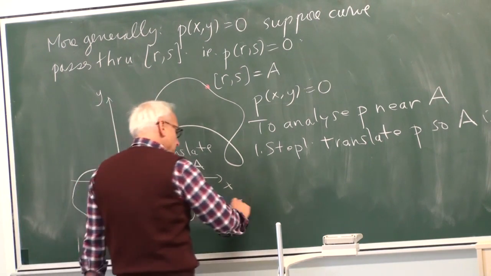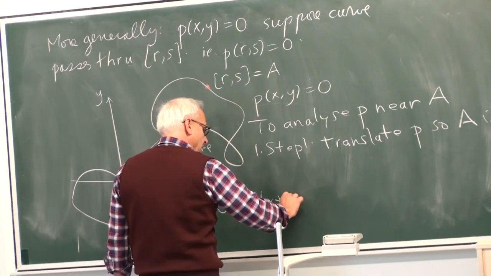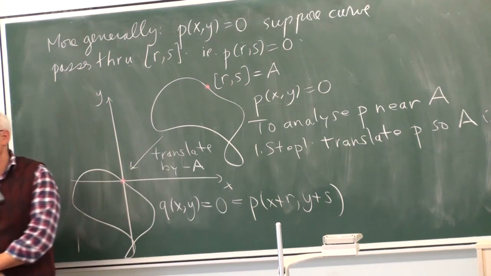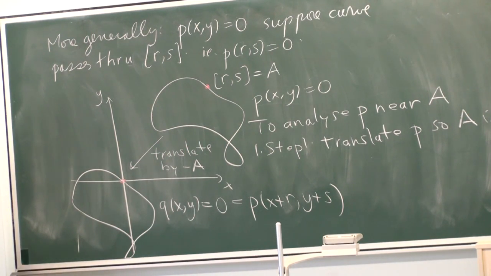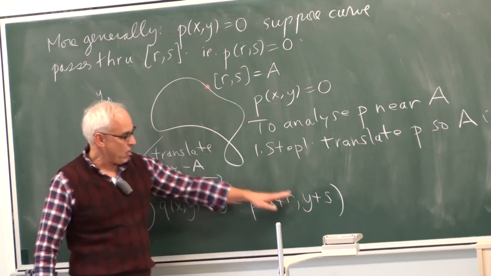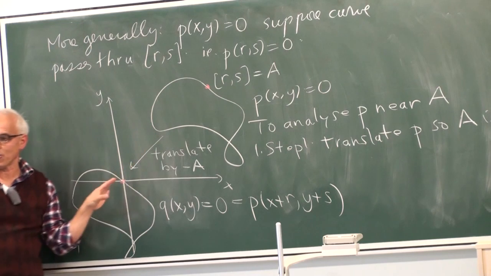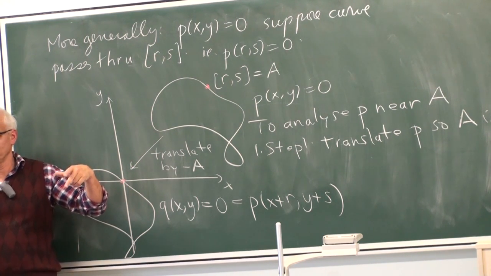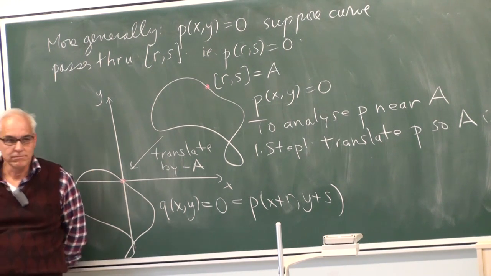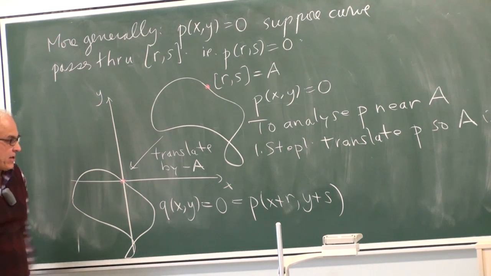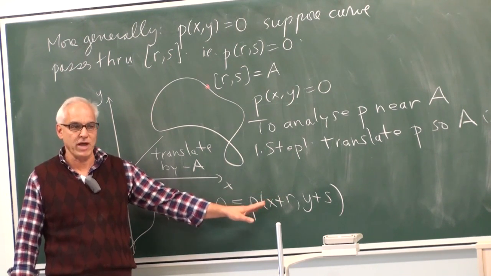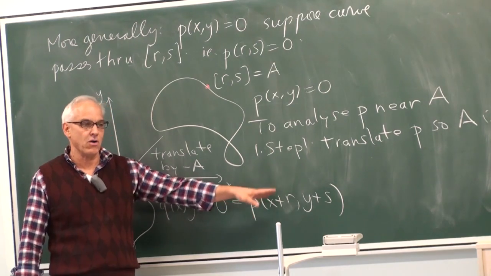Well, that's just what we get when we take P of x plus r, y plus s. The effect of replacing x with x plus r and y with y plus s is to translate the curve by the vector minus r, s. And that's the familiar thing that we've been doing all along in this algebraic approach. We have to now evaluate P of x plus r, y plus s.